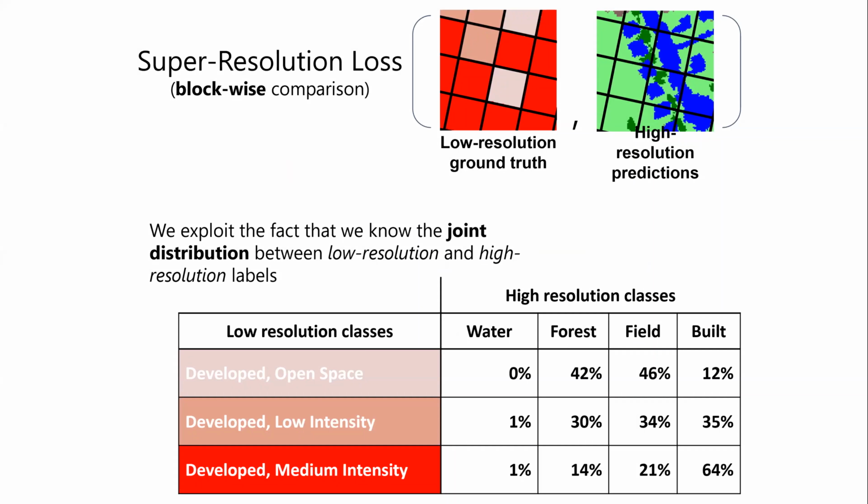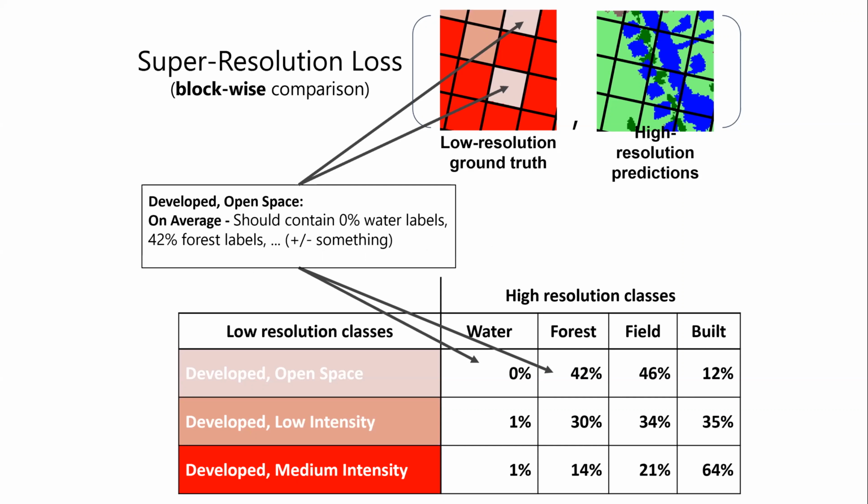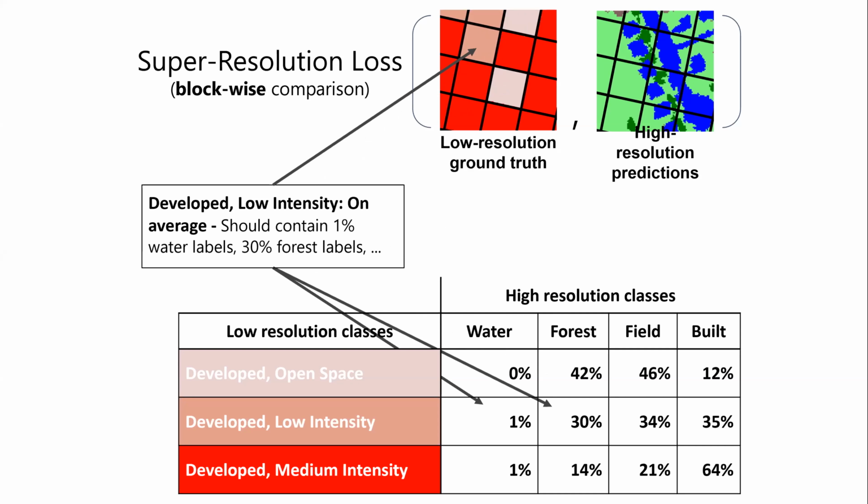So we know, for example, developed open space will have almost no water, but we'll have forest and field in roughly the same ratio. Built will be only 12%, and then developed medium intensity will have 64%. So then we can basically say that we will count the labels that we predict in the high resolution block, and then compare it with the block of the NLCD, and that's going to be our cost.